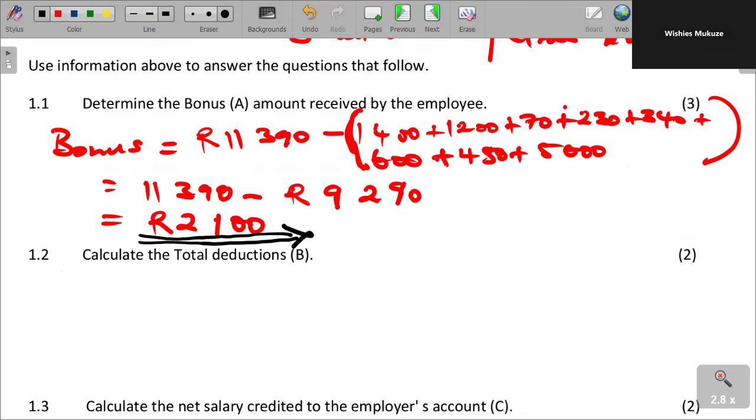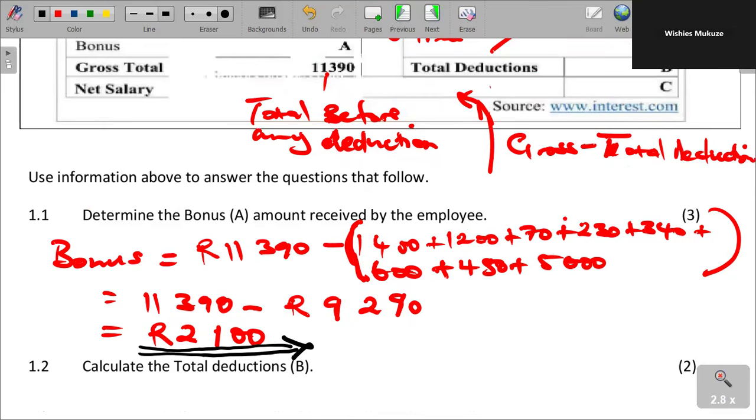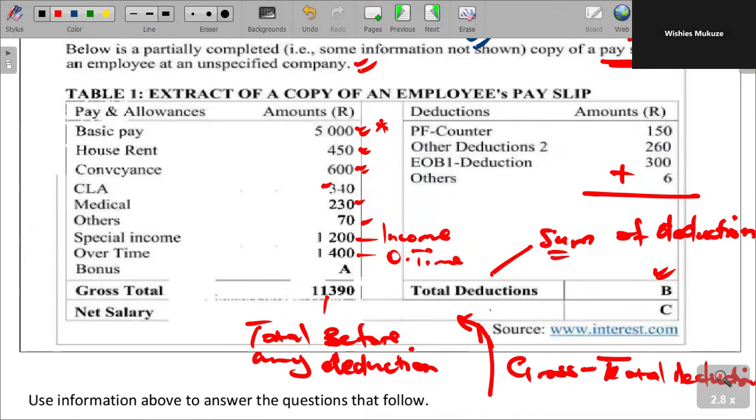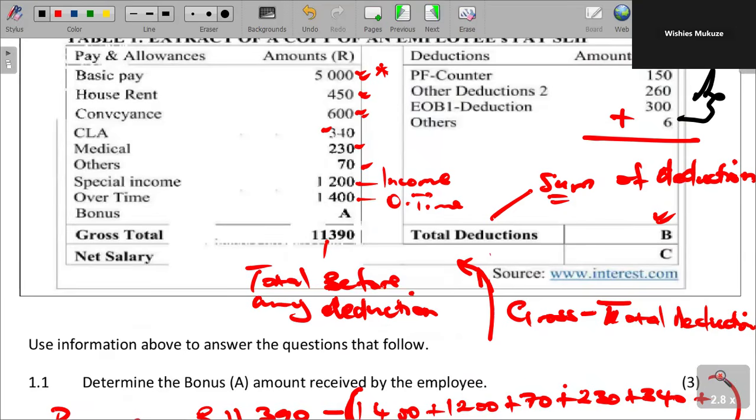And then question 1.2 says calculate total deductions. When we say total, it means we are adding. So total deductions is a sum of the figures given here. We are just adding all of them together: 150 plus 260 plus 300 plus 600 plus 60. That is a sum of all these.